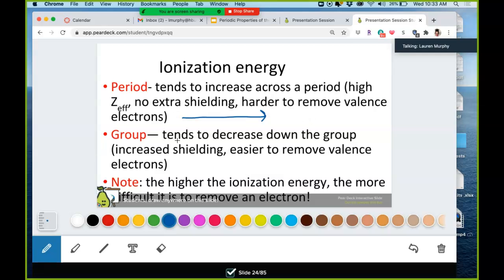Okay, now as you go down a group or a family, the atom gets bigger and bigger, meaning those valence electrons are getting further and further away from the nucleus. So those valence electrons experience more shielding, meaning the nucleus doesn't attract them as strongly, so they're easier to remove. So ionization energy decreases as you go down the table because it becomes easier to remove them the bigger the atom gets.